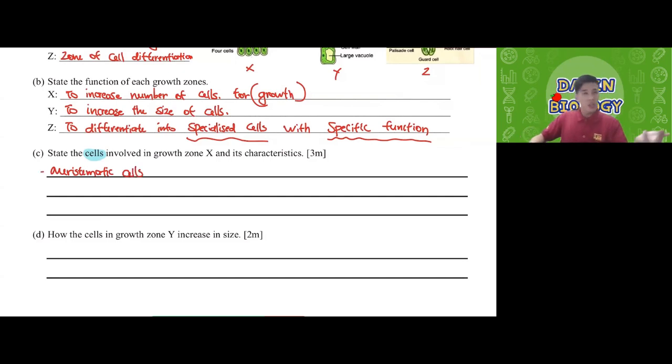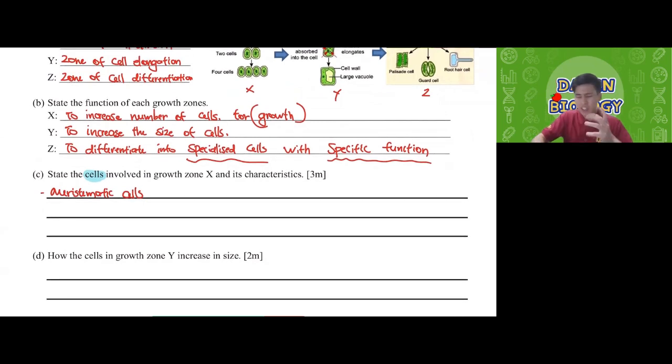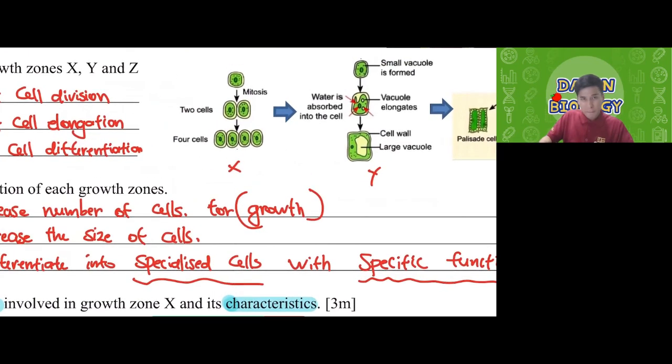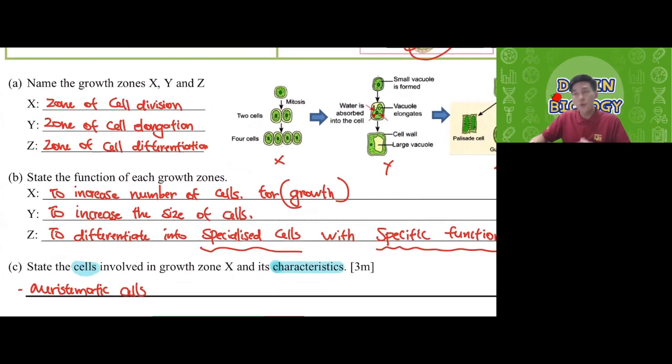Moving on, next one. State the cells involved in growth zone X. Oh, I'm reading the same question. The characteristics, I'm so sorry. So, okay, who remembers the characteristics of these cells? So remember, these cells, they are baby cells. They all look the same. So how are they the same? What are their characteristics? Who remembers?